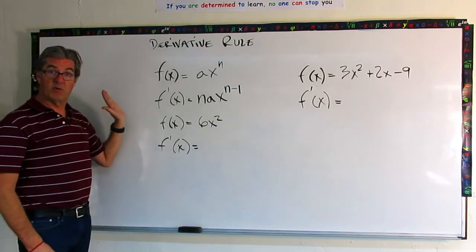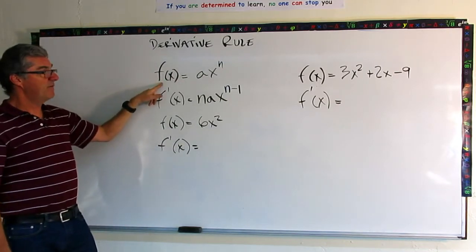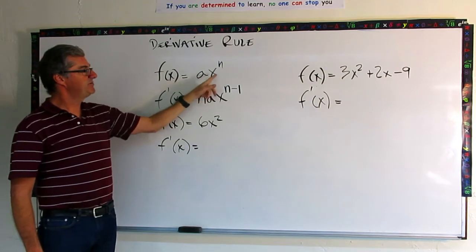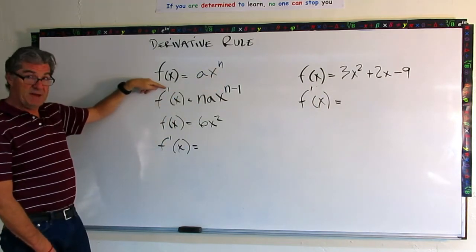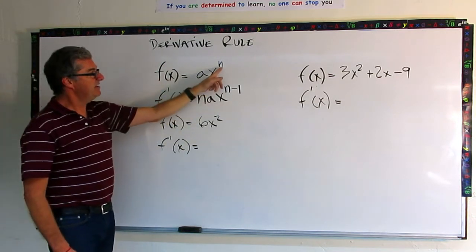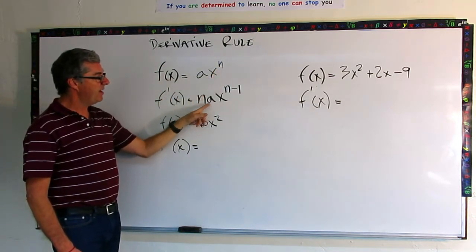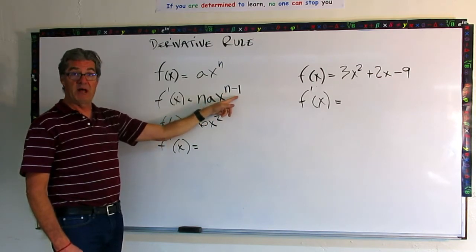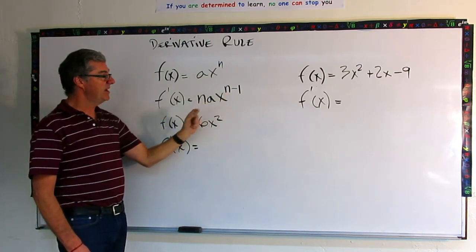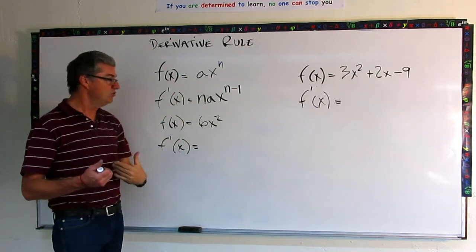So, derivative rule. It's pretty straightforward. If f of x, if our function is some coefficient a times x to some power, then the derivative, denoted by f prime of x, is going to be: take the number that the power is, multiply it by the coefficient a, and then reduce the power by 1. Now this looks a little bit more complicated than it works out in practice, so let's do one.